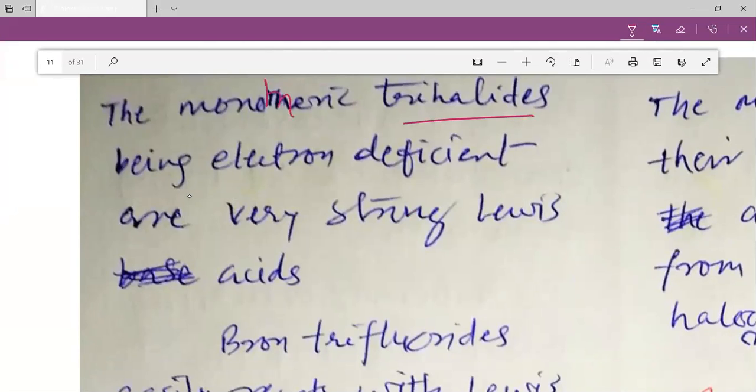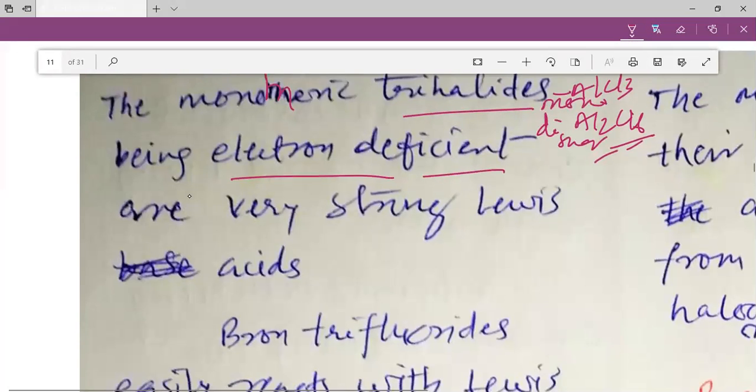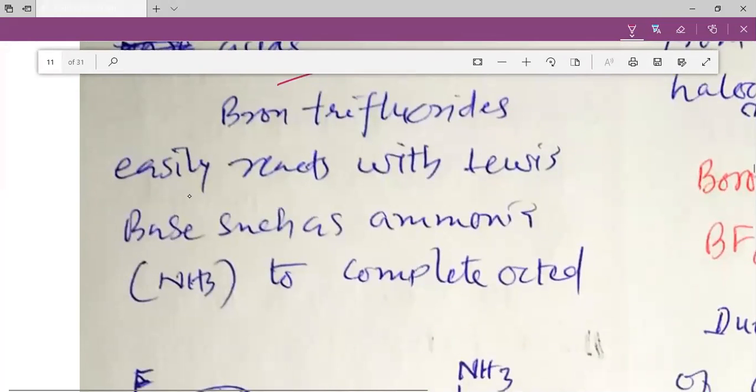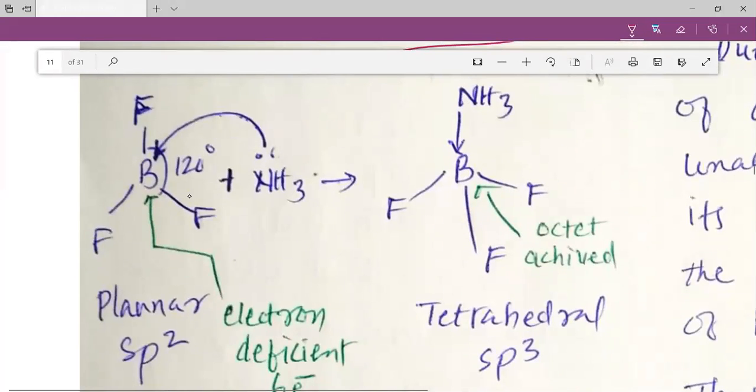The monomeric trihalides, being monomeric trihalides means AlCl3 but not Al2Cl6. Please remember, this is the monomer, and this is the dimer. So if we have monomeric trihalides like AlCl3 alone, being electron deficient, we are very well aware that they are electron deficient and are very strong Lewis acids. Boron trifluoride, that is BF3, easily reacts with a Lewis base such as ammonia to form a complex compound. We have already seen it. Let us revise it once again.